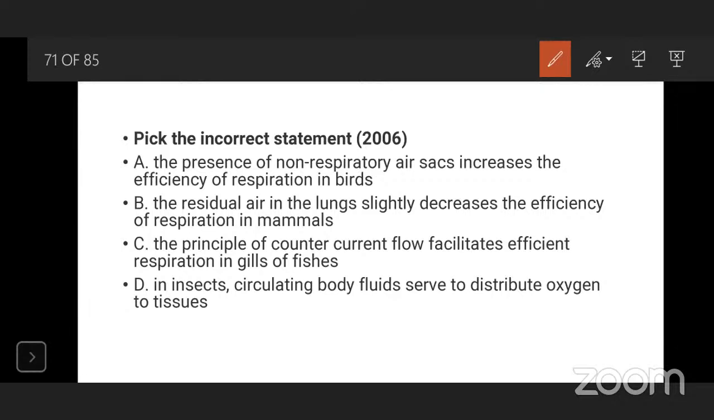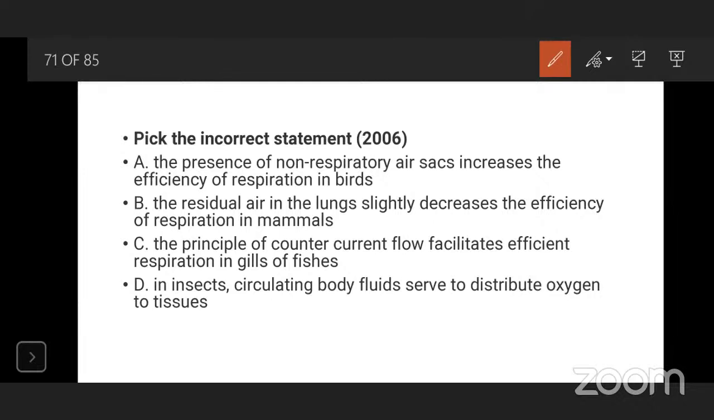And the next one is, residual air in the lungs slightly decreases the efficiency of respiration. Residual air is the air which remains in the lung even after forceful expiration. Because of that, it is not available to the cells, right? So that will somewhat decrease the respiration in mammals.